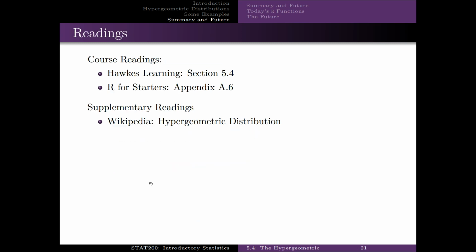Course readings, section 5.4 in Hawks. This is appendix A6 in R for Starters. Wikipedia's got an interesting page on the hypergeometric. Again, it'll give you a taste of where you can find the formulas if you forget them, and it'll show you a lot of things that we can do with this probability stuff.